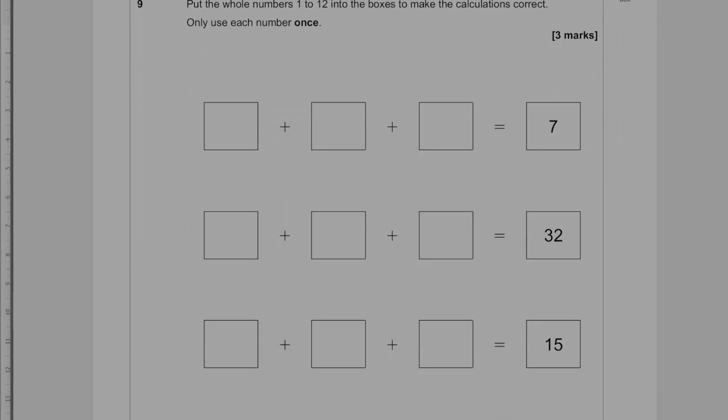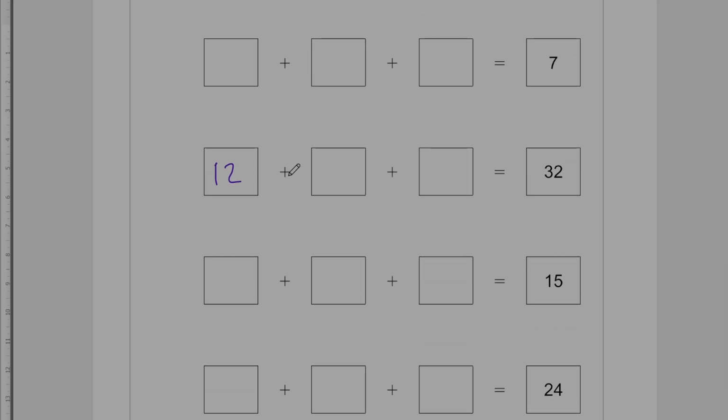Okay, question 9. Put the whole numbers 1 to 12 in boxes to make the calculations correct. Only use each number once. Okay, so 12 can only go in this group here because this one is already bigger than 12 and we don't have any negative numbers. And I could do 12, 1 and 3. So I've just spotted this other one, so I might change my mind on 12. We'll come back to that in a moment.